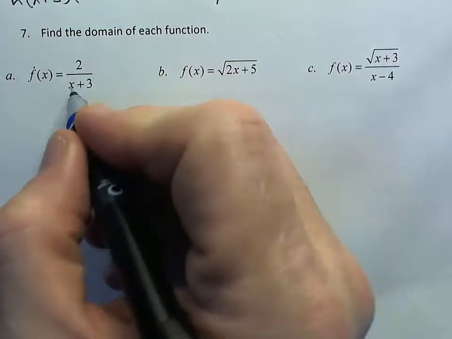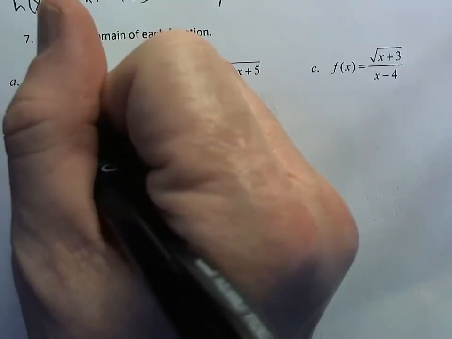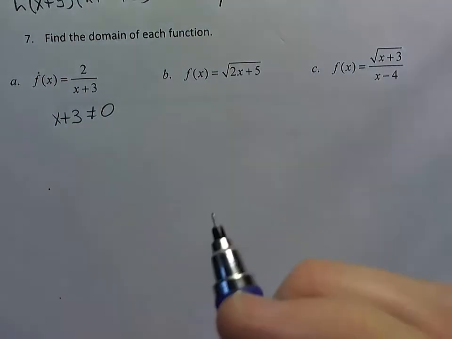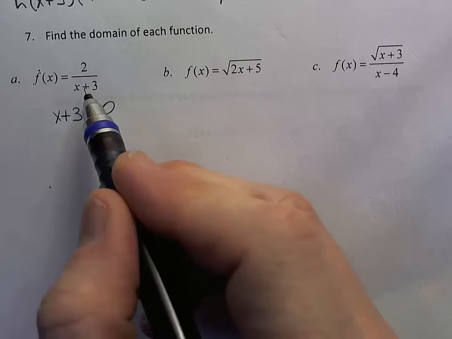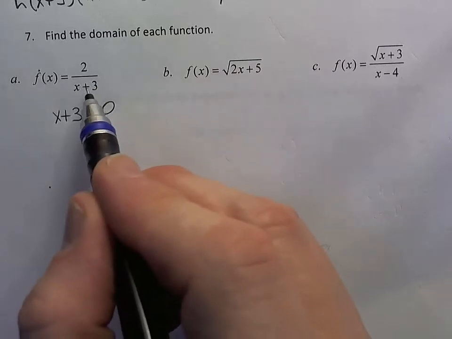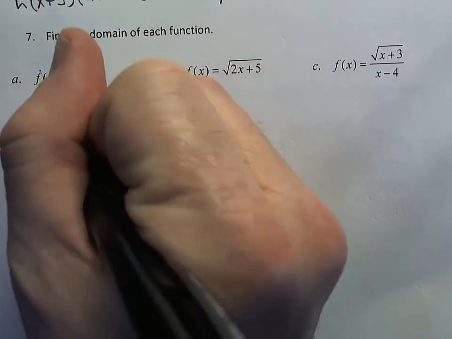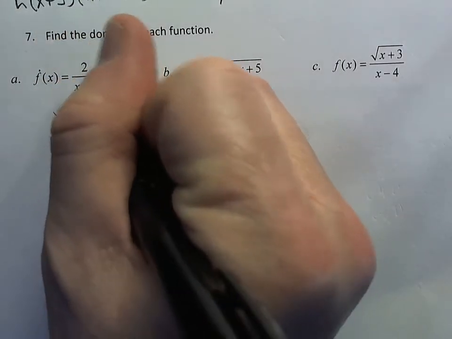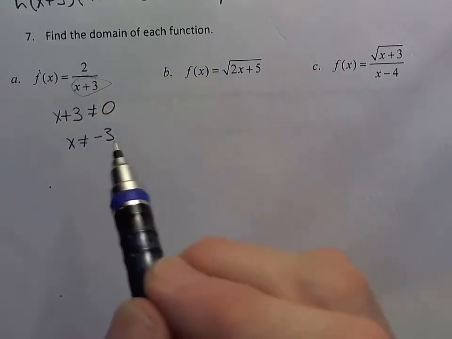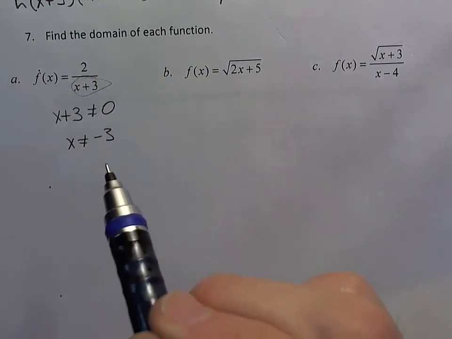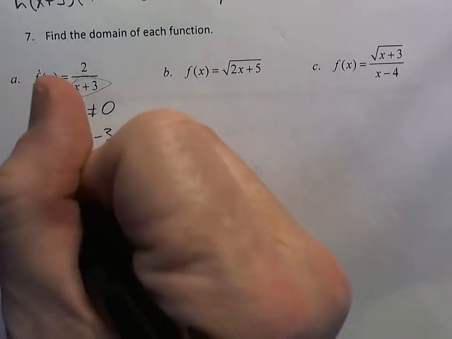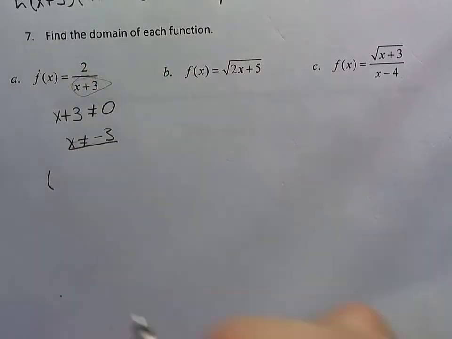Well, really, on this one, anything as long as x plus 3 does not equal 0. In finding the domain, you're just trying to find out what's going to make this denominator 0. As long as x does not equal negative 3, I'm good. So you find out what values for x will make the denominator 0, and then you exclude those from your domain. And this is the domain right here.